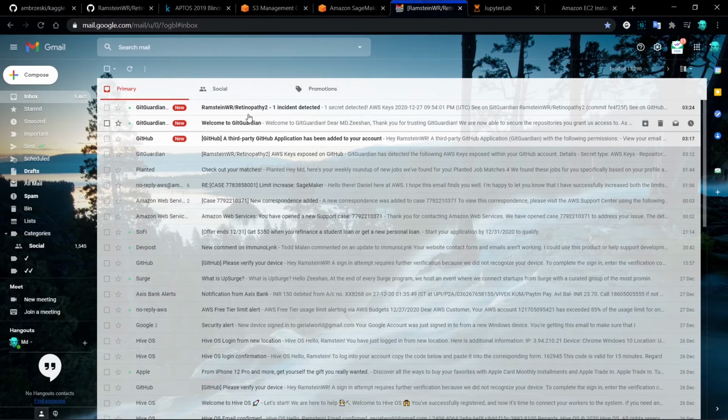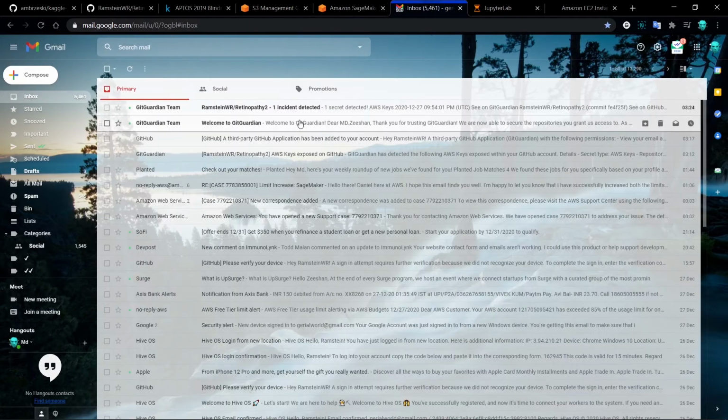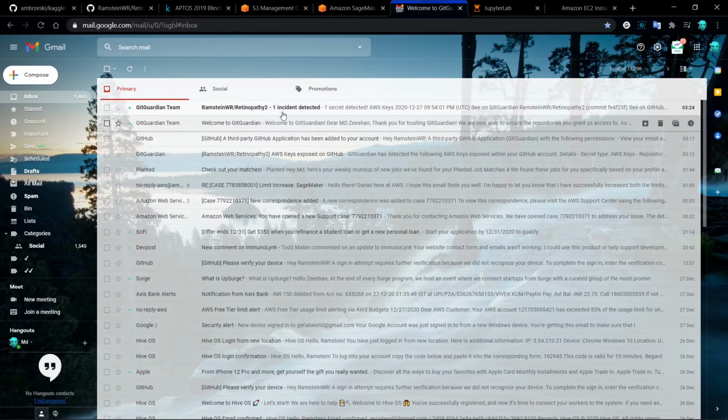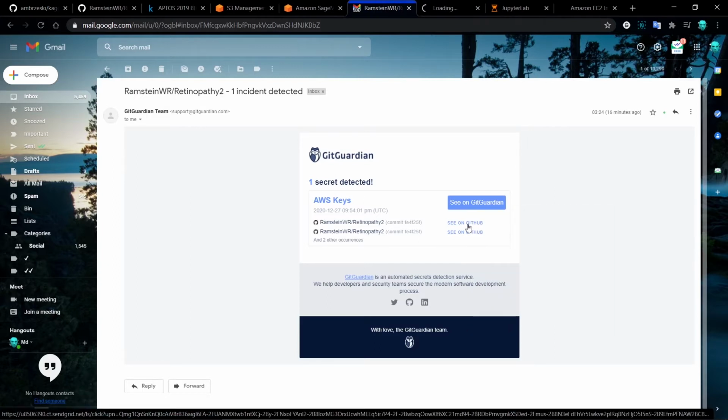So GitGuardian, one incident detected. One application has been added to your account. Okay, good. We have added it. Your decision. And thank you for GitGuardian. What exactly are the features? Private repos, free GitHub collaboration within a 30-day free trial. And one incident detected, a secret key detected. AWS secret keys. Secret detected. Actually, did they create a record of my secret access keys?